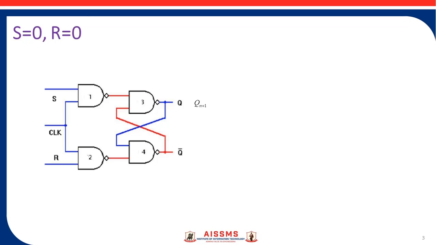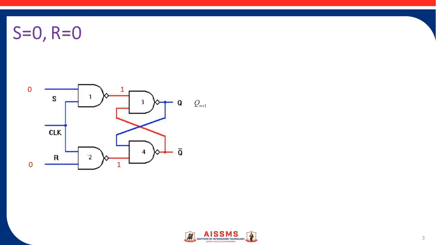First of all, S and R both will be 0. So S is equal to 0, R is 0. Both are inputs to NAND gate 1 and 2. We know that if any one input of a NAND gate is 0, then the output of the NAND gate is 1. So the output of the first and second NAND gate will be 1. Now we cannot find out the output of the third and fourth NAND gate. We have to wait for the second input of these two NAND gates.